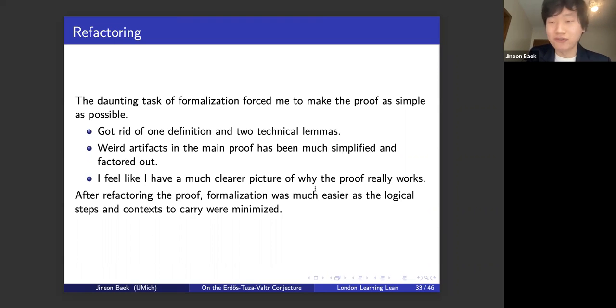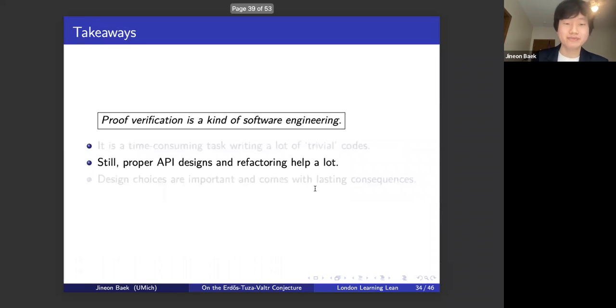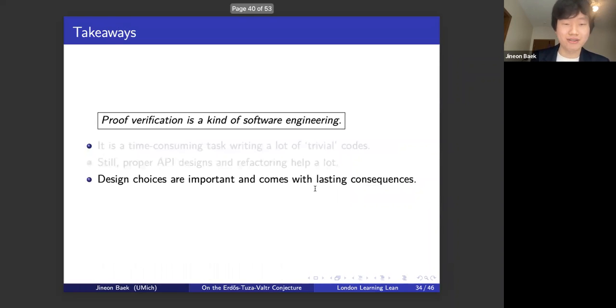And I do feel like I have a much clearer picture of why it really works. With all that, the programming was much easier because the logical steps and context you need to carry are much smaller. Each piece is smaller, so it's easy to program. So yeah, I think I learned this. And finally, I think I want to talk about design choices.